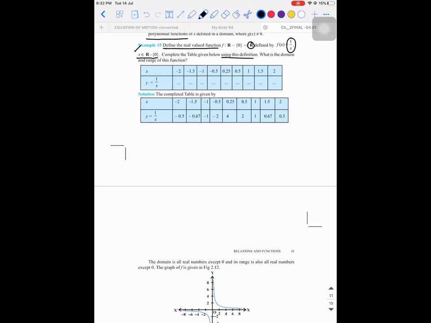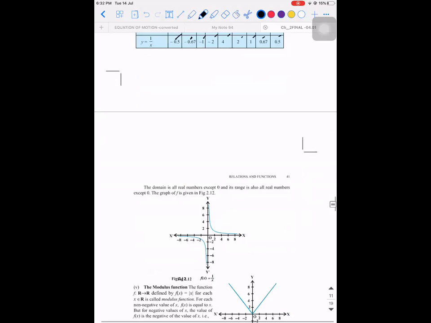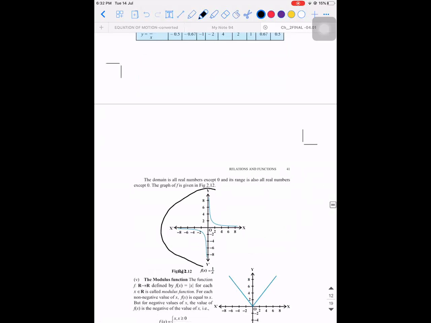So now let's see. They've given you a table, right? When you substitute -2, what will be the value of y? 1 by -2, so minus 1 by 2, that is minus 0.5. 1 by minus 1 by 5, it is minus 0.67. So it keeps on going like this. Now, if you try to plot the graph for it, it looks like this.